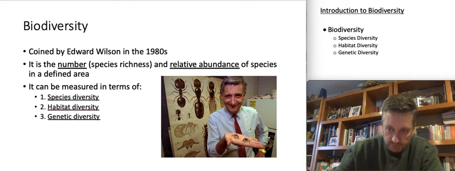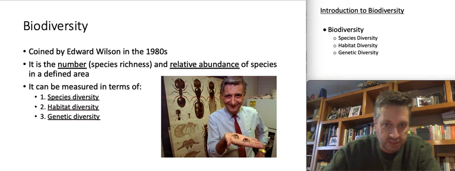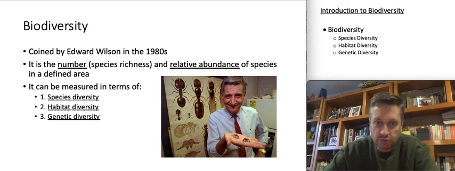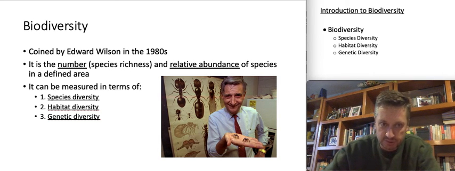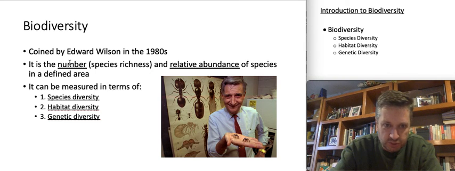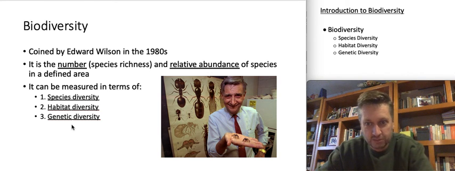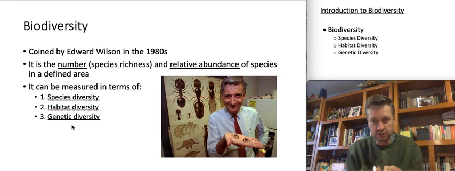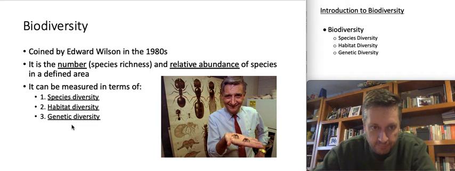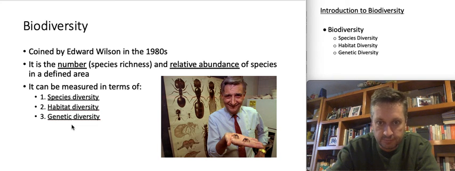It's the number of species present, which we refer to as species richness, but also the relative abundance of species in that place, which we refer to as species evenness. This relates more to species diversity than anything else. But as I've already said, we can measure biodiversity in terms of 3 things: species diversity, which is the one we normally look at, habitat diversity, or genetic diversity.